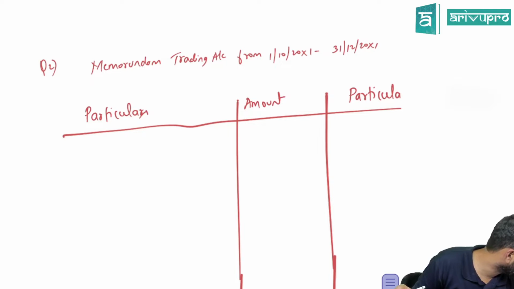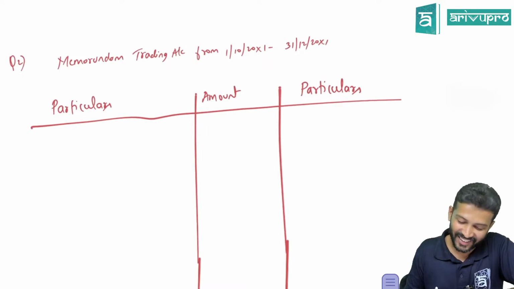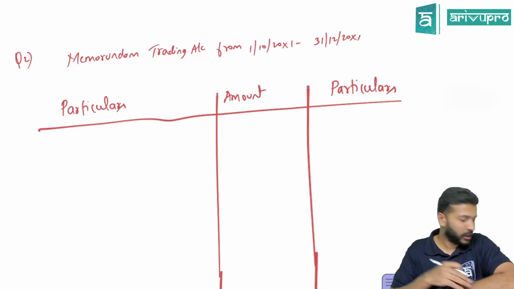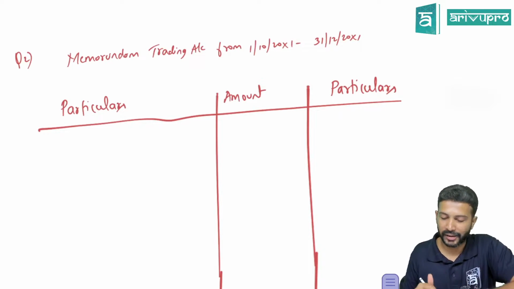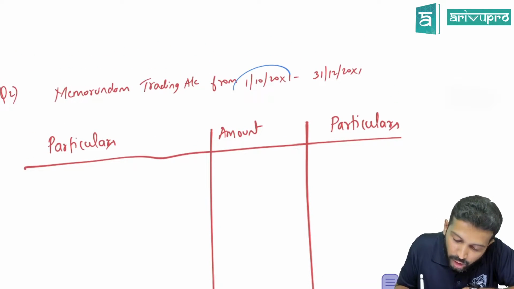Sir, what are we going to do? Closing stock for our topic. You have to find out the closing stock. That only is the topic. Okay, I'll tell you. Let me finish one full question, so that means you will probably get that. Sir, I'm doing the trading account only for this period.